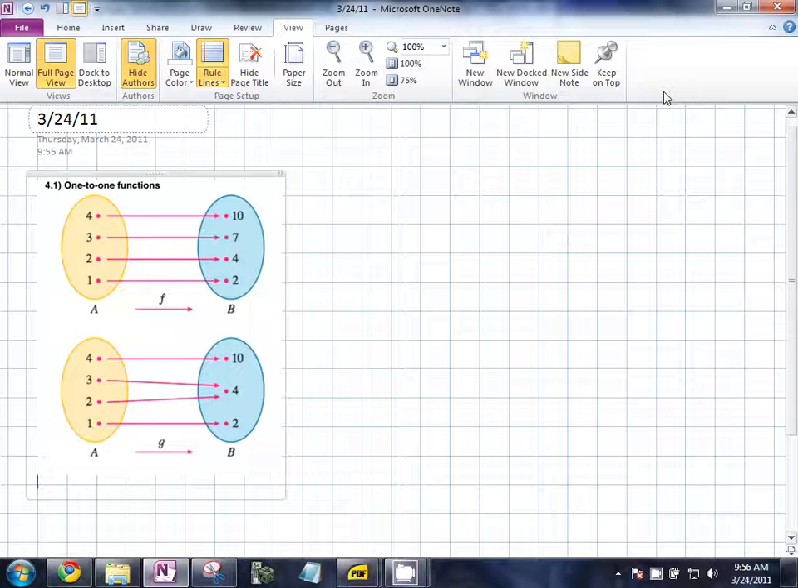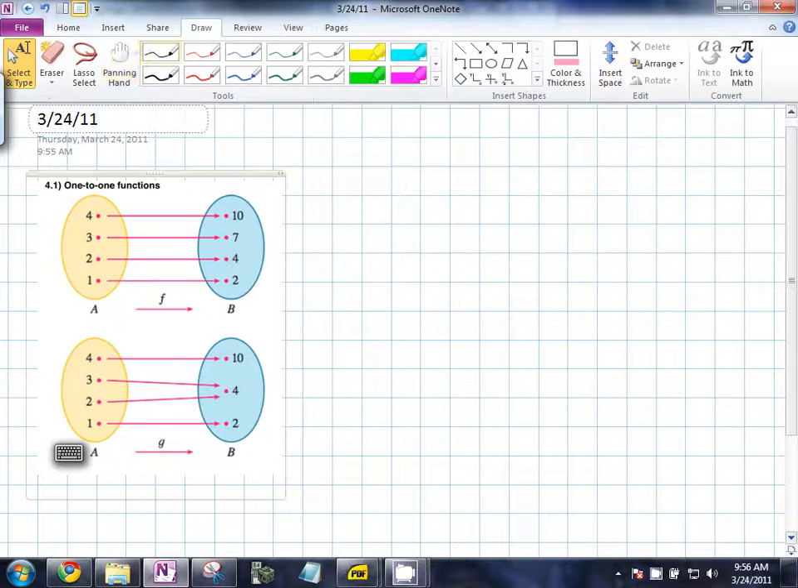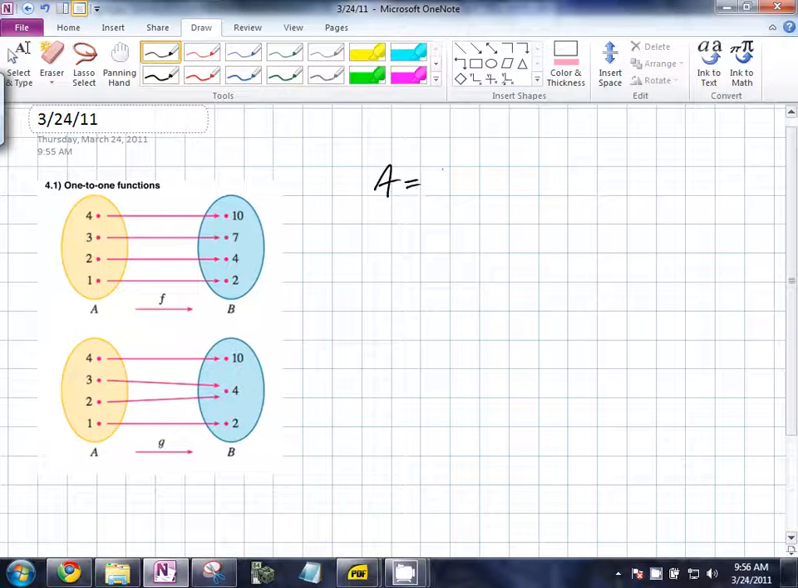So what's the domain in each case? If you had to describe the domain, how would you describe A? What is A? X such that X equals... Well, we don't even know if it's X. We don't know if it's Y. I haven't given you a label for it. So what is the set? 1, 2, 3, 4. That's all you can say about A.